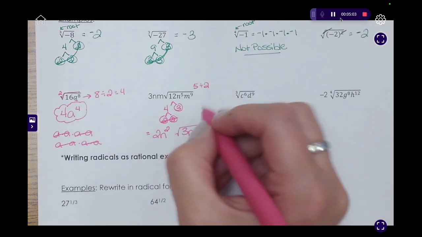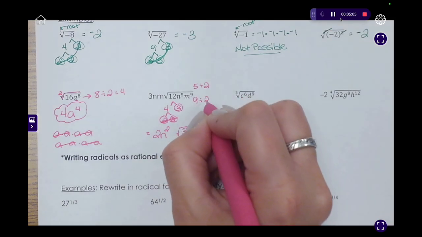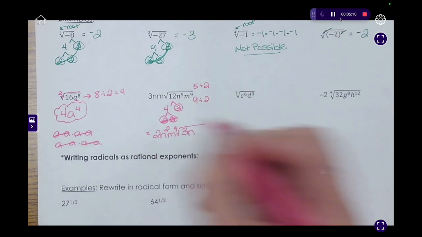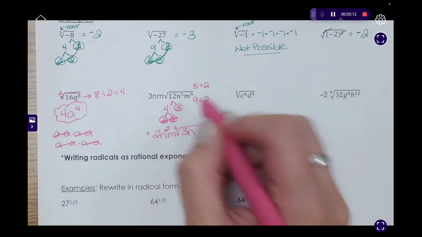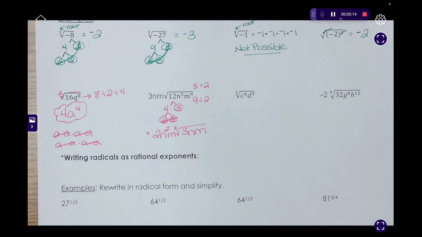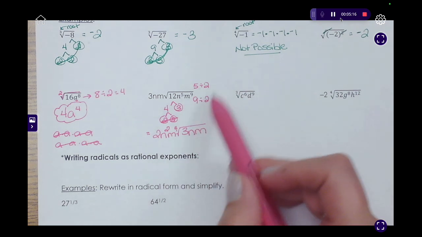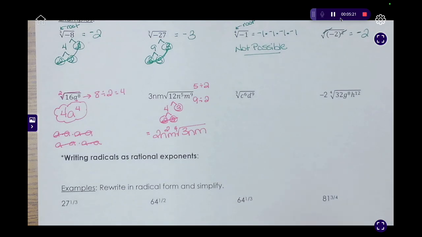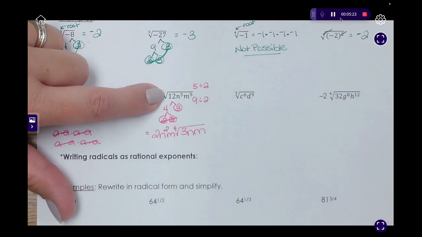Same thing for the 9. How many times will 2 go into 9? 2 will go into 9 4 times, and that gives me an 8, so that means I have 1 left over. Again, if you don't like dividing by 2, I can write these out and look at how many pairs I have. So that is just simplifying that radical part.